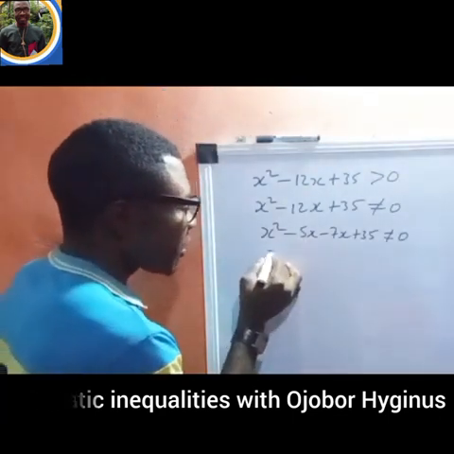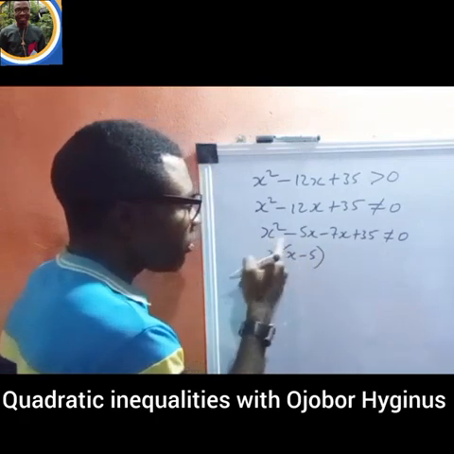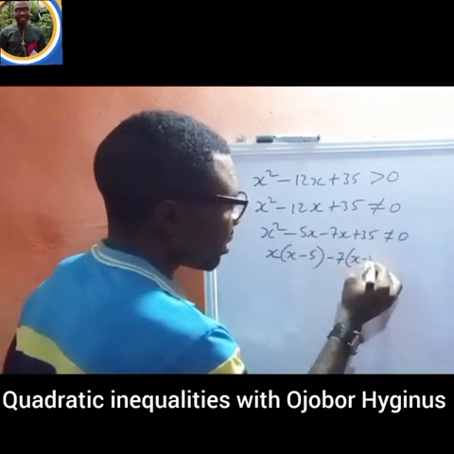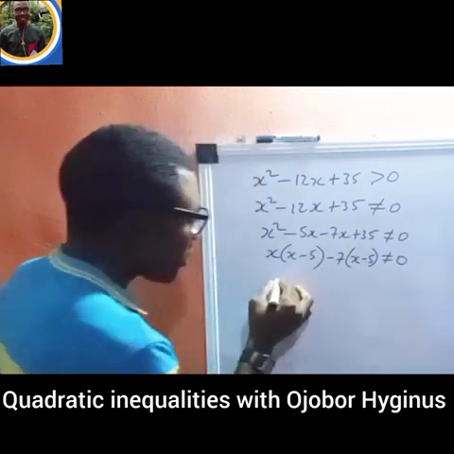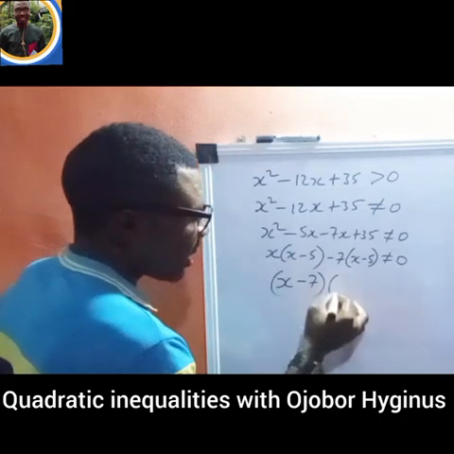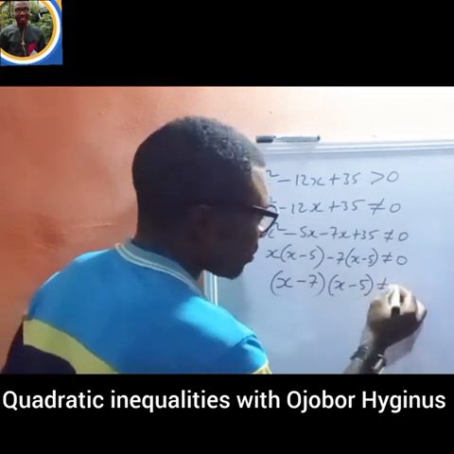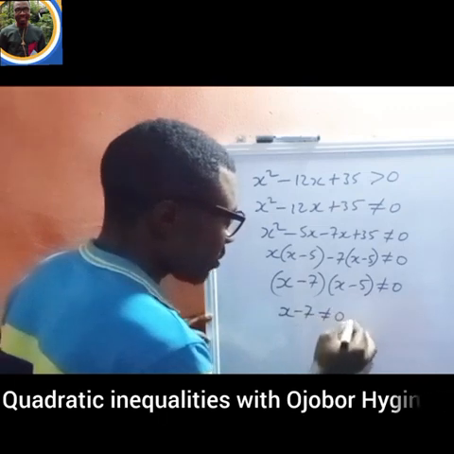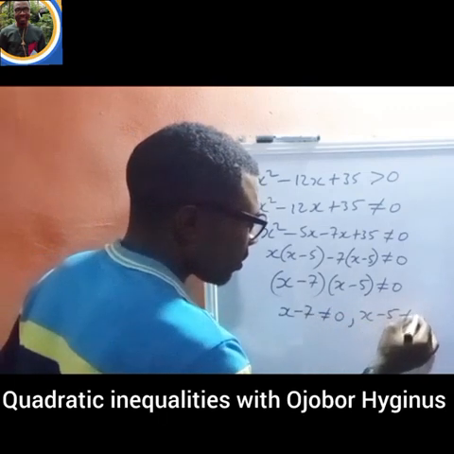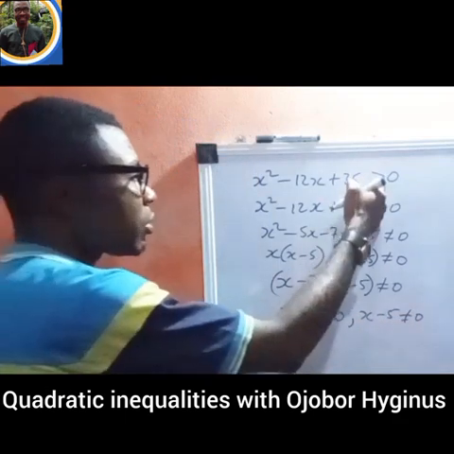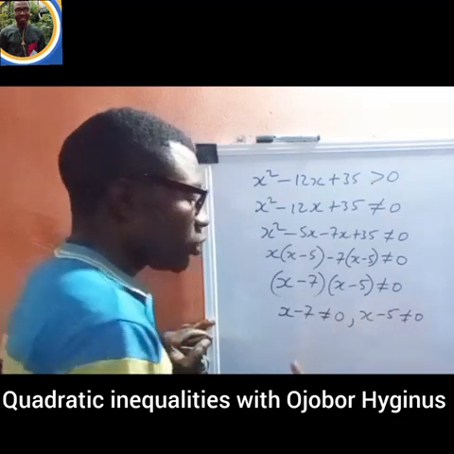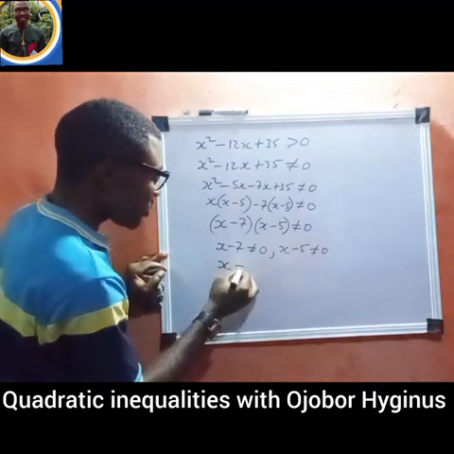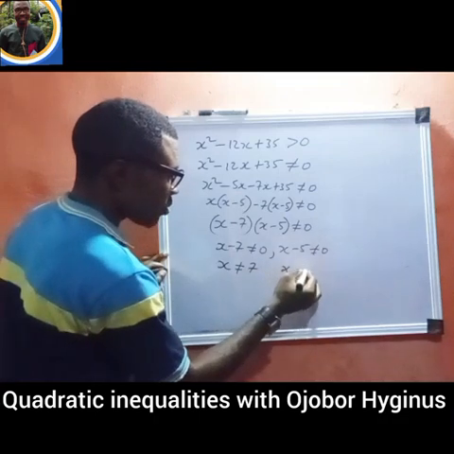So what is common here is x into x minus 5. If you remove x from here, you have x minus 5. If you remove 7 from here, that's the common factor, you also have x minus 5, is not equal to 0. So we're going to have x minus 7 and x minus 5 is not equal to 0. And I said, if you separate it, x minus 7 is not equal to 0, x minus 5 is not equal to 0. But the question is, are we going to put greater than here and here? No, it depends on which one satisfies the inequality. So here you say x is not equal to 7 and x is not equal to 5.